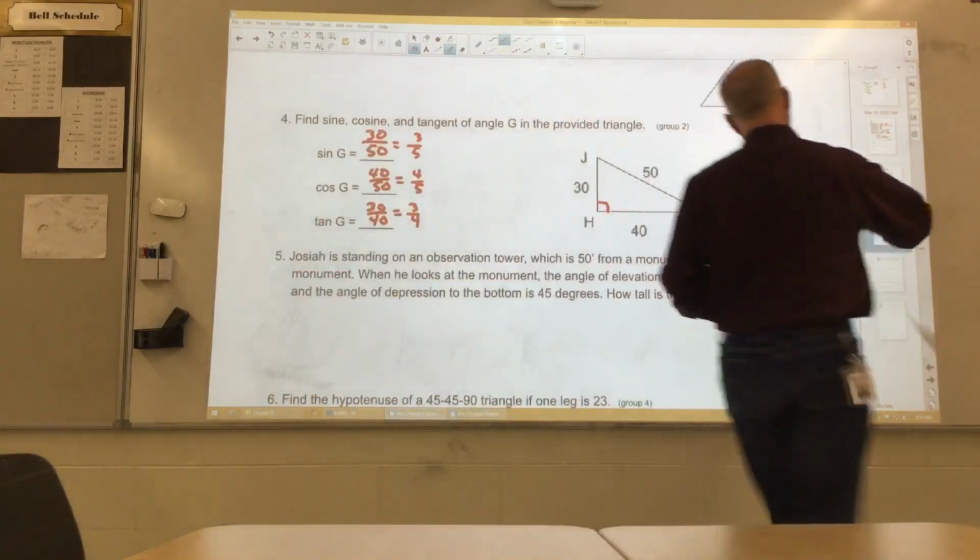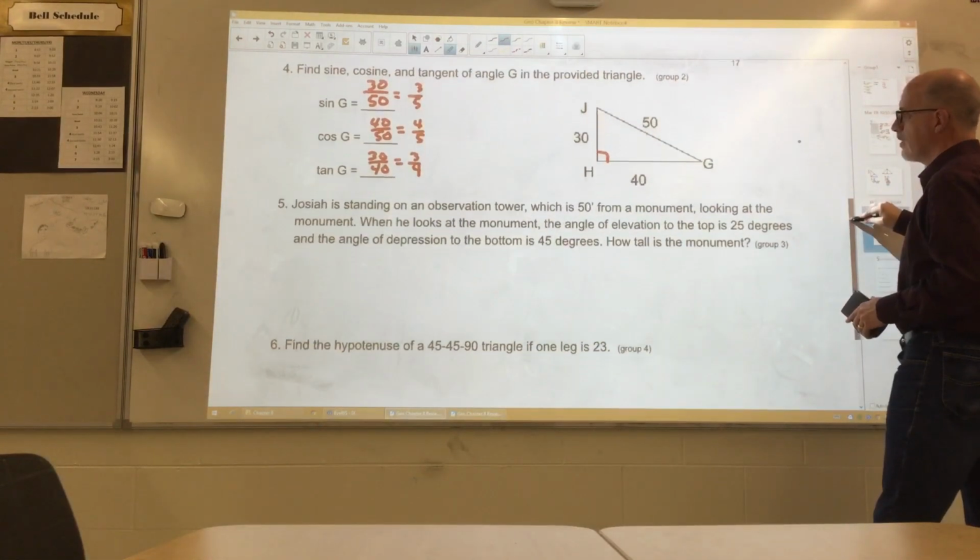Now let's do this word problem. This is an angle of elevation problem.